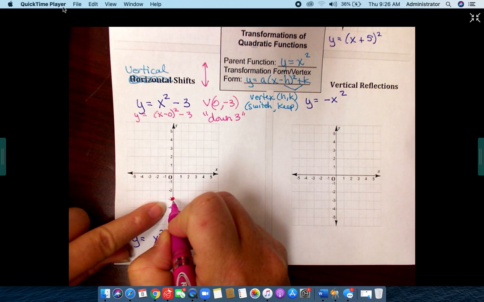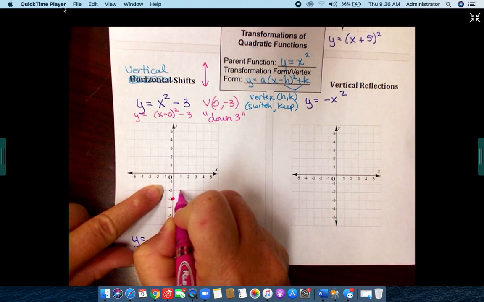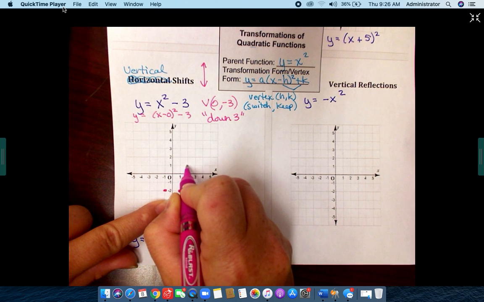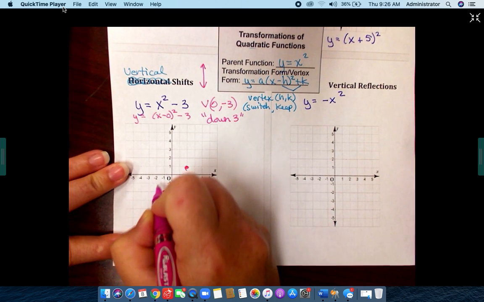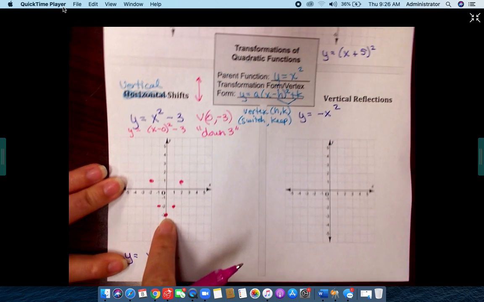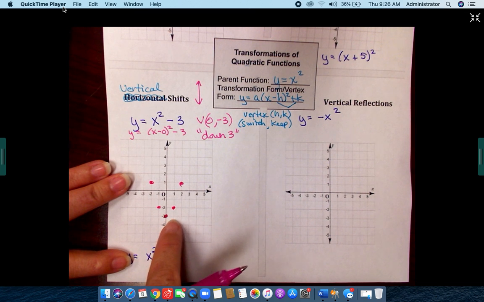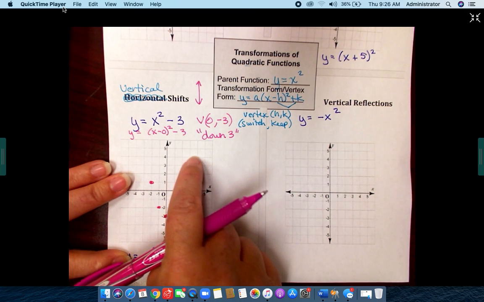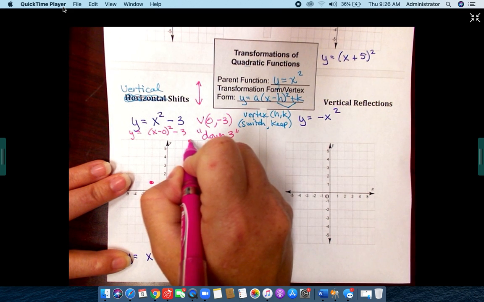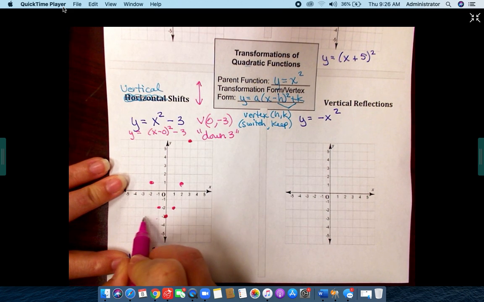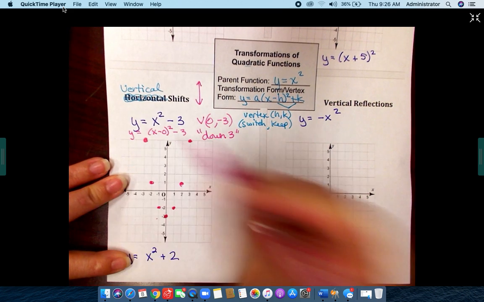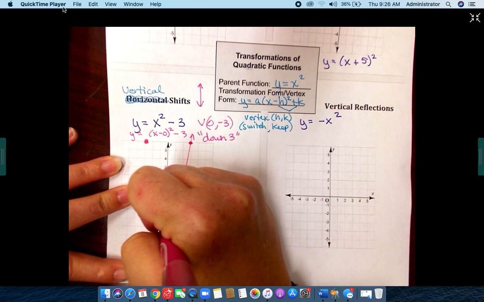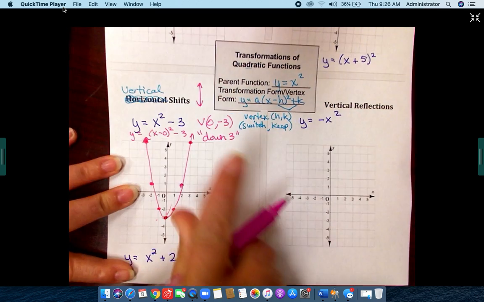And I'm still going to do the same thing I did before, meaning I'm going to go out 1, up 1, out 2, up 4. And I can even, I think, fit out 3, up 9. Let's see, 1, 2, 3. 1, 2, 3, 4, 5, 6, 7, 8, 9. And I can, right here. So again, out 3, up 9. So all I'm doing is taking this parabola y equals x squared and shifting it down 3.